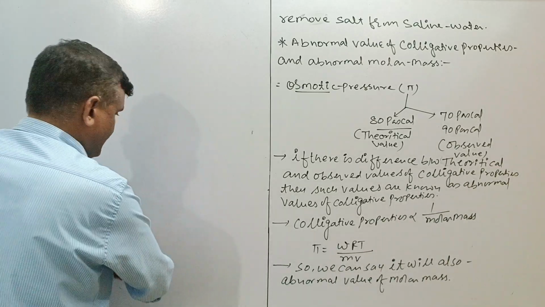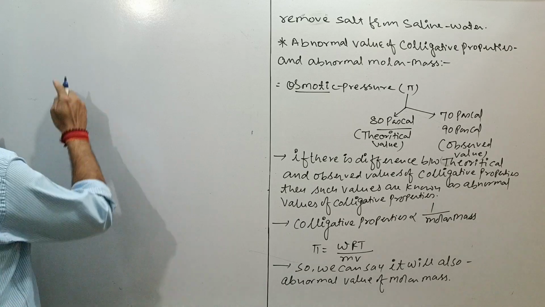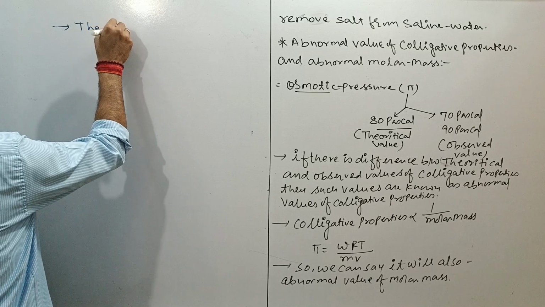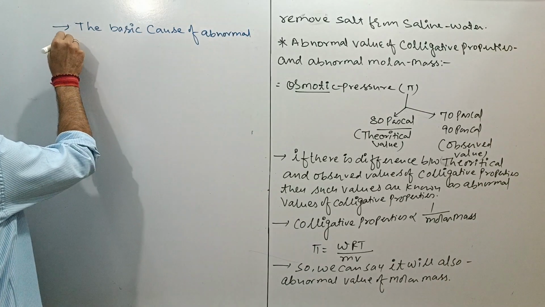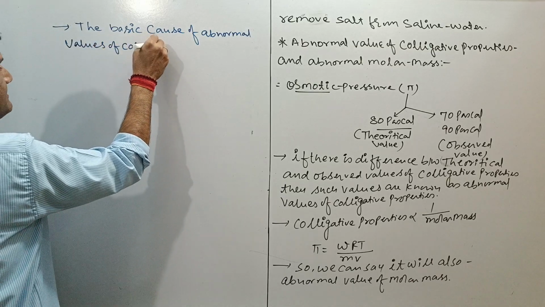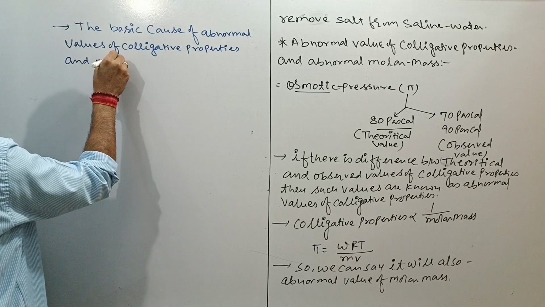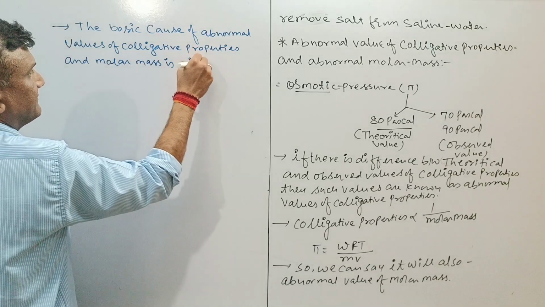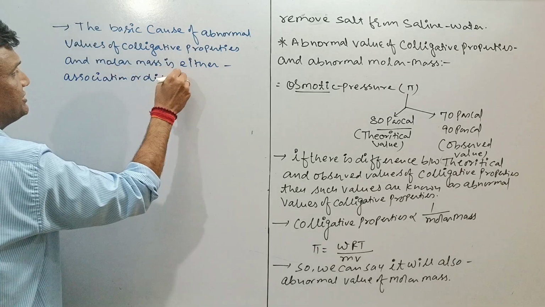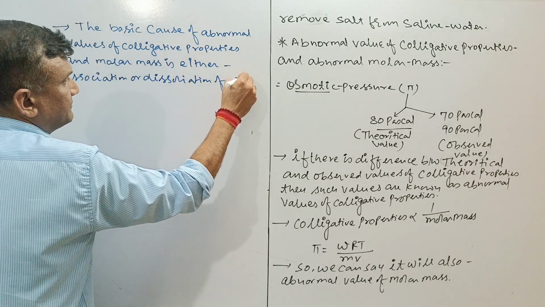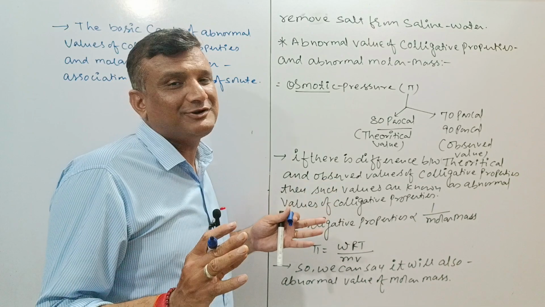The basic cause of abnormal values of colligative properties and molar mass is either association or dissociation of solute. मीन्स पर्टिकुलर जो आप सॉलिड डिसॉल्व कर रहे हैं नॉन वोलेटाइल उसका या तो डिसोसिएशन हो सकता है या एसोसिएशन. So due to association or dissociation, there will be abnormality.